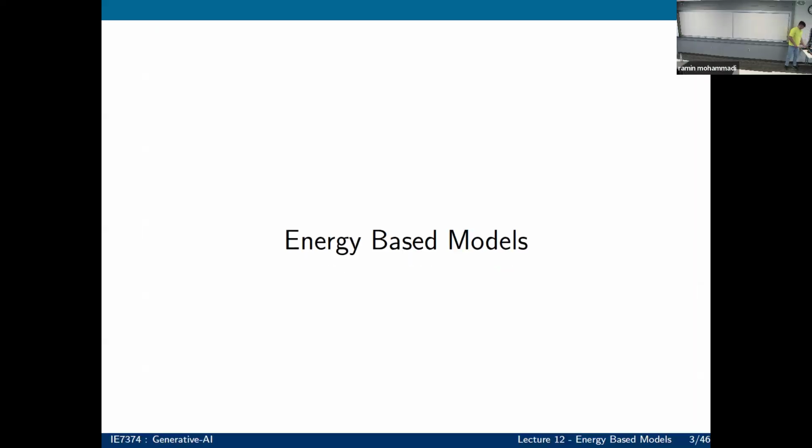So for today's class, we are going to talk about energy-based models, and then we go over the score-based models, and gradually make the connection to diffusion models.